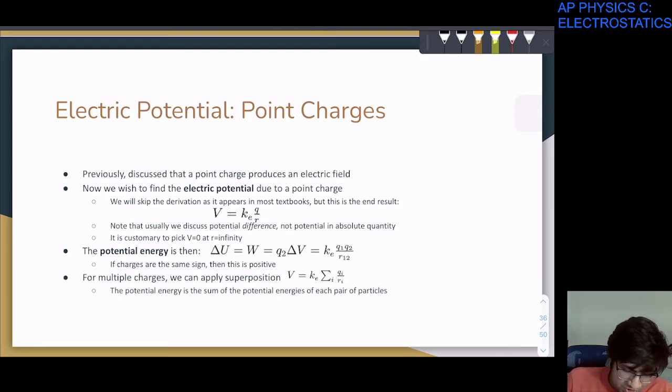The potential energy then is k_e Q1 Q2 over r. Note that if the charges are the same sign, this is positive, and if they're different signs, then it's negative. For multiple charges, you can apply superposition. So if you have multiple charges, you take the potential for each pair of particles.